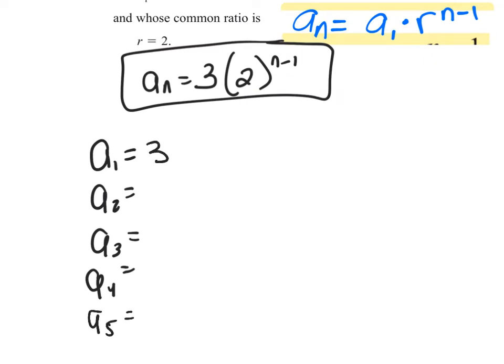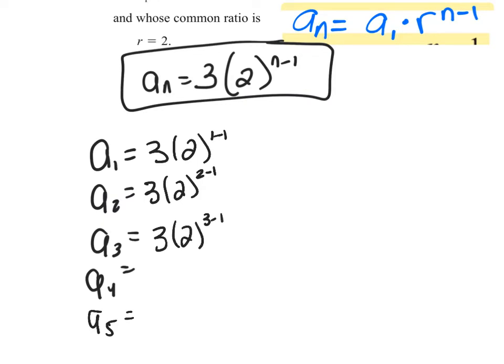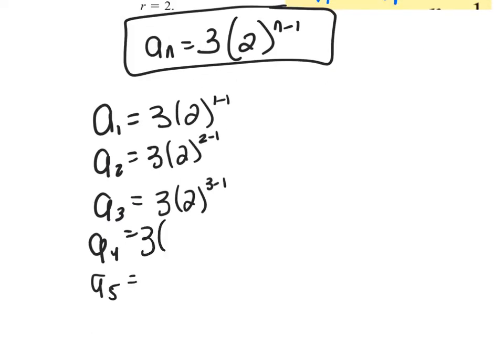So you'd have 3 times 2, and then 1 minus 1. Y'all see that? So you have 3 times 2 to the 2 minus 1. 3 times 2 to the 3 minus 1. 3 times 2 to the 4 minus 1. And then 3 times 2 to the 5 minus 1. Now, it's important, guys, that you remember your order of operations. You can do this in your calculator. You can put it in just like that.